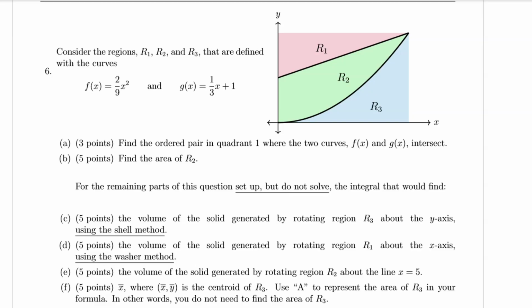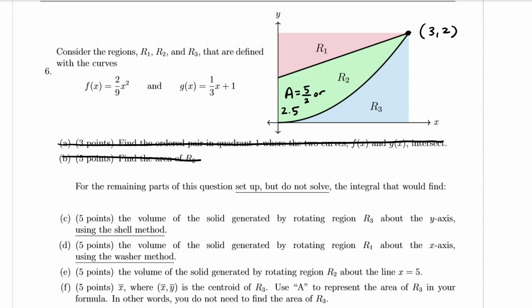Let's go ahead and fill in the information that we found in parts A and B. In part A, we found that our two curves f of x and g of x intersect at the ordered pair (3, 2). And in part B, we found that the area of R2 was 5/2 or 2.5. So I'm going to go ahead and cross those out just to illustrate that we have finished those.